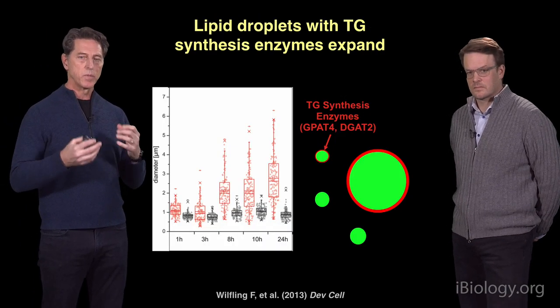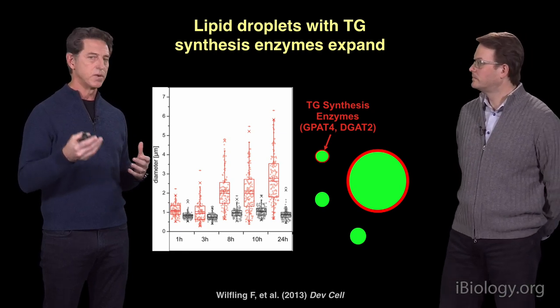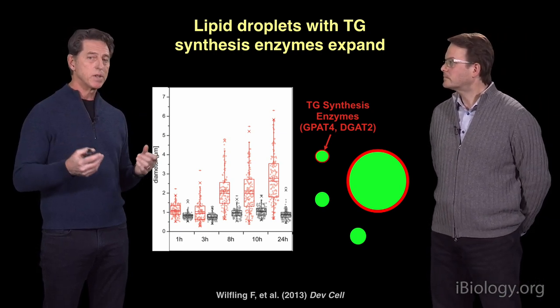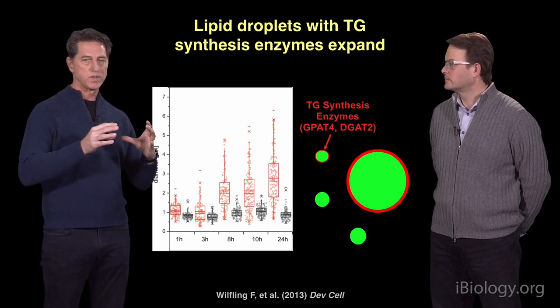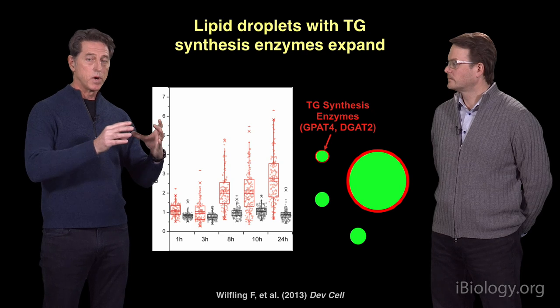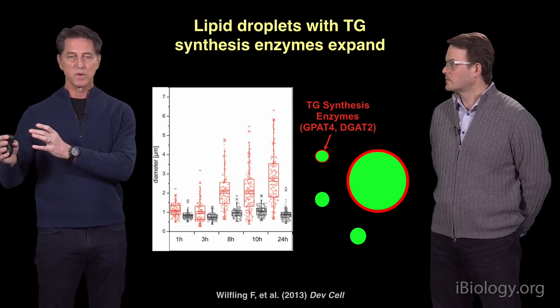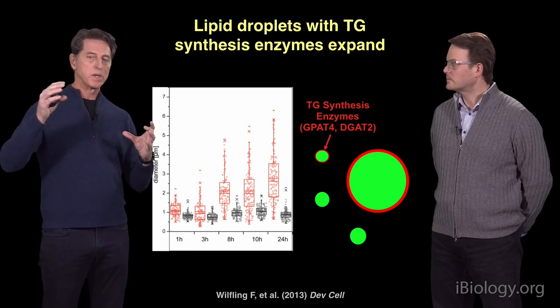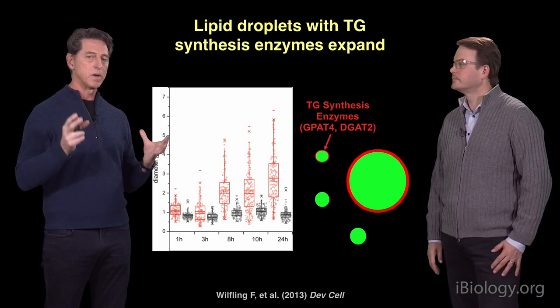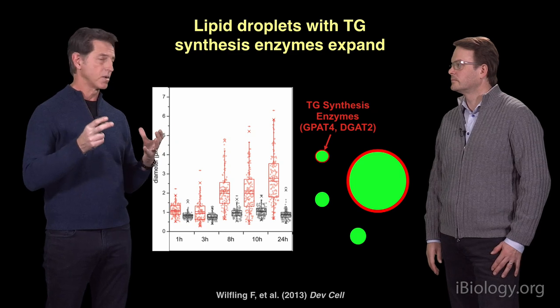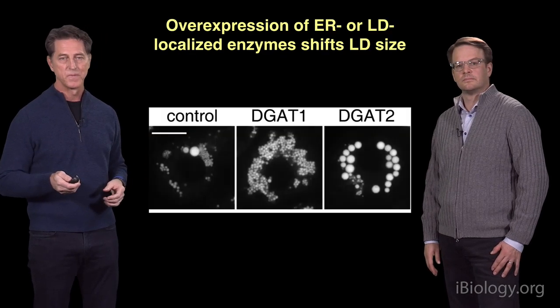It turns out that when we look, for example, in fly cells, as shown in this figure, there are two populations of lipid droplets. They all start off relatively small, at 400 to 600 nanometer diameters. One population over time doesn't grow, but the other population begins to expand. And that population is specifically the population in which triglyceride synthesis enzymes are targeted to its surface.